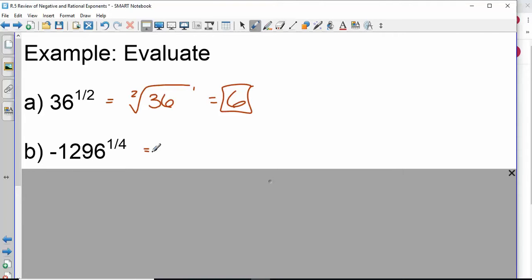A 1/4 power means what radical? 4th root. Okay, now here's my question for you. What do I put under my radical? Do I put the negative or not? Why?